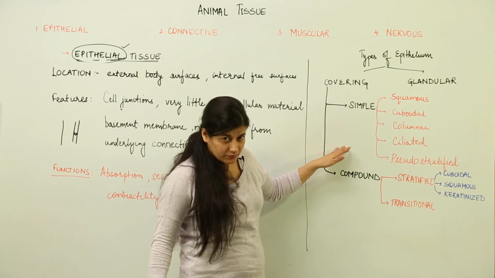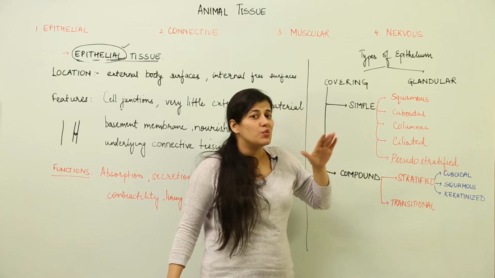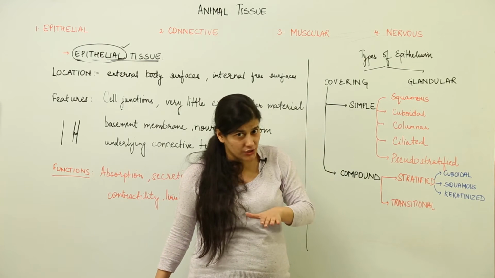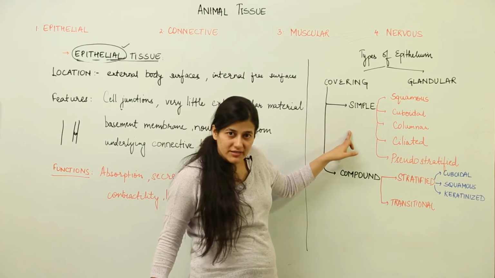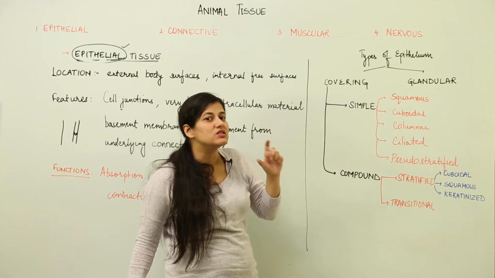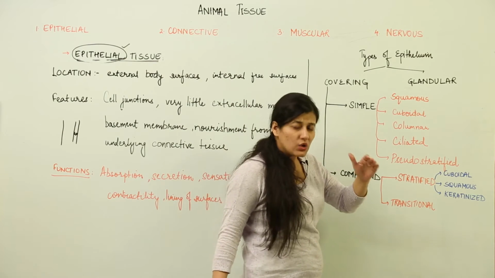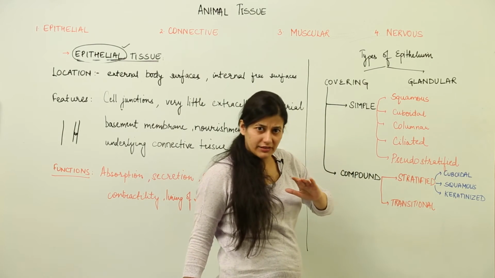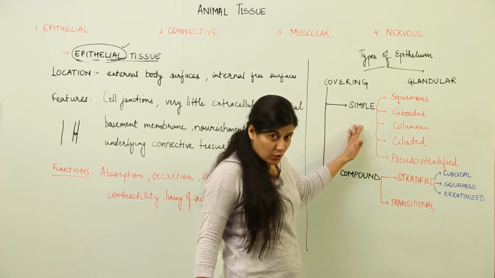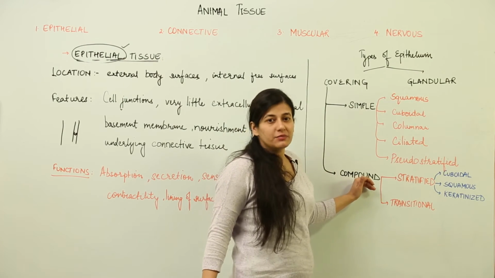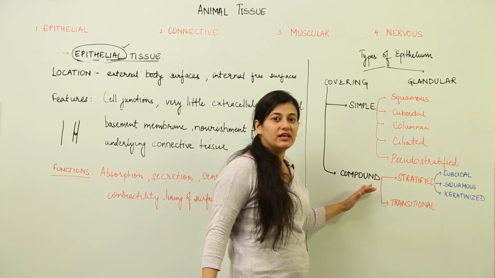In simple, you must keep in mind that wherever there is mechanical abrasion associated with the organ, simple epithelium will not be present there because it is not thick. It is 1 or 2 or say 4 to 5 layers thick, but this does not provide that mechanical support which compound epithelium is able to provide in case of mechanical abrasions.